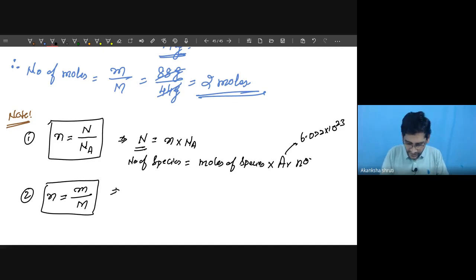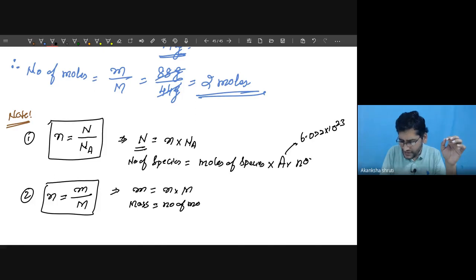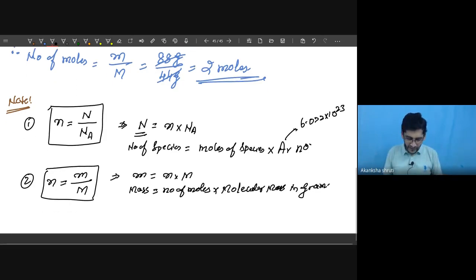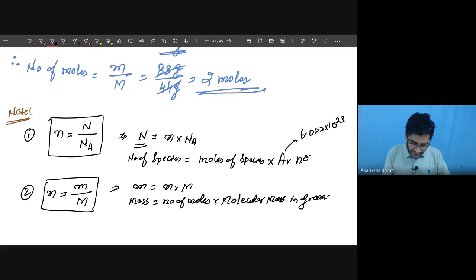It is two things. The mass can also be calculated by knowing the number of moles and multiplying it by the molecular mass. That means the total mass present in a reaction can be calculated by the number of moles multiplied by the molar mass or molecular mass in gram. This we need to understand. It is one thing.